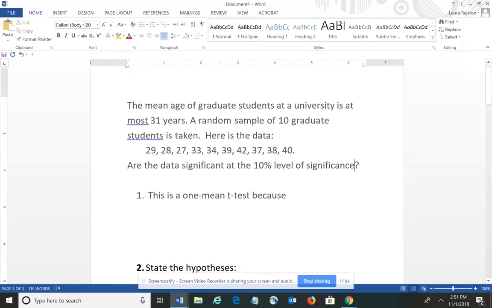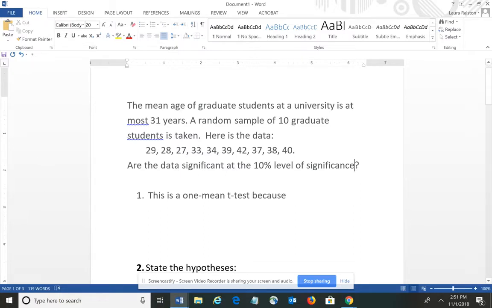In this video, we're going to take a look at how to conduct a hypothesis test using a t-test statistic. The problem itself is set up very similarly to the ones for Z. It reads, the mean age of graduate students at a university is at most 31 years. A random sample of 10 graduate students is taken, and then you're given the data. And it asks, are the data significant at the 10% level of significance?